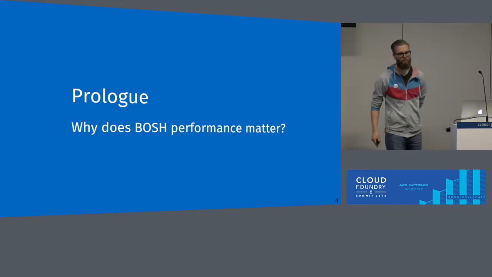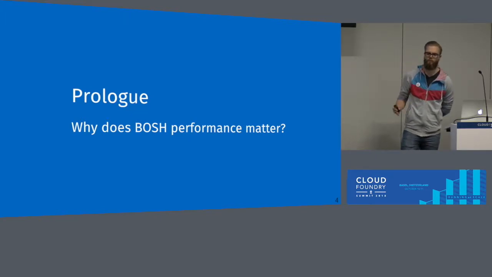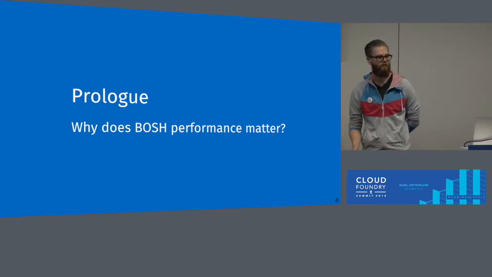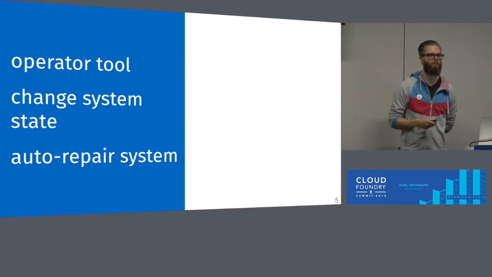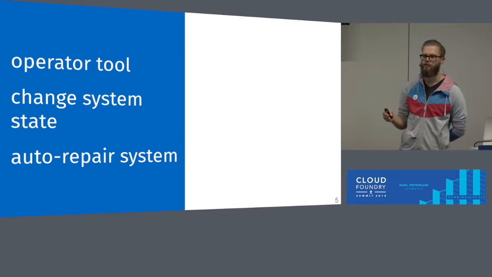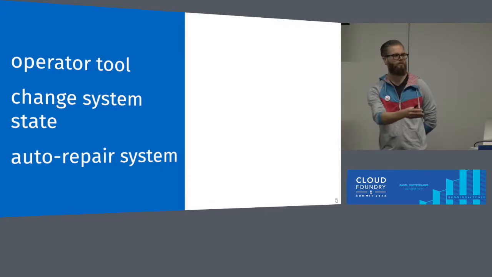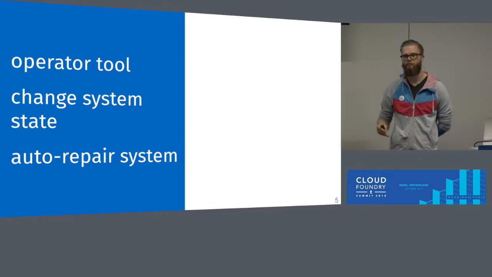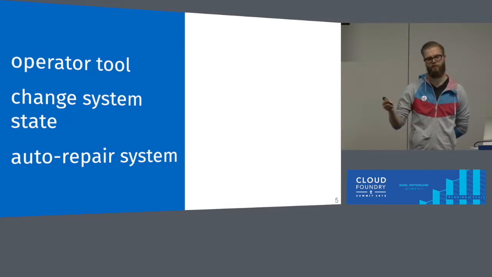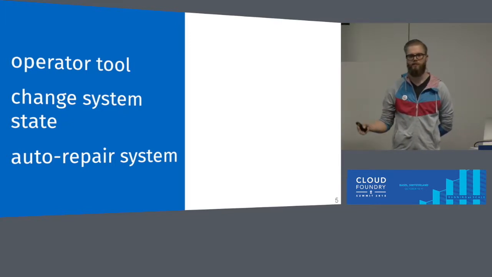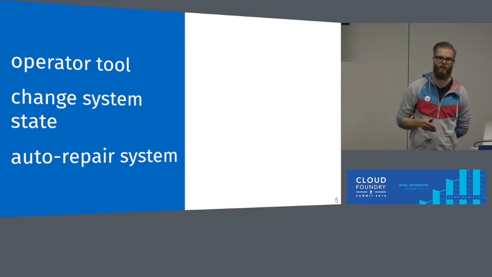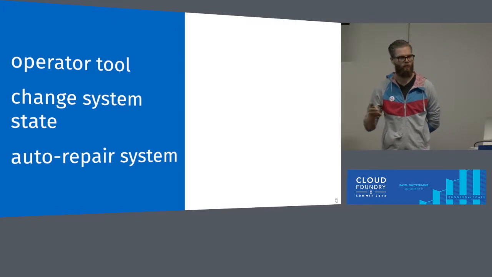OK, so first, let's take a step back. So why is Bosch performance important, or why does it matter now more than ever? Right? So something seems to have changed. What is it? Previously, Bosch was more or less an operator tool. Right? People have been using Bosch whenever they wanted to change the state of a system. You needed to scale up your Diego cells. You needed to maybe scale down because there was less load currently on the system than there was previously. You needed to roll out a new stemcell operating system or software updates or whatever. And of course, Bosch is always there to auto-repair your system if something went wrong, right?